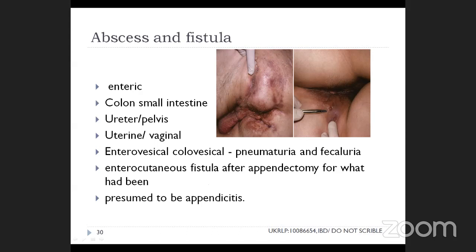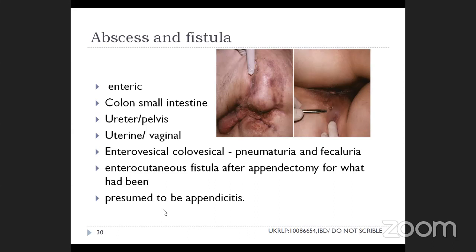fistula following an appendicectomy, it has to be assumed that there is a chance of inflammatory bowel disease, which happened in the appendicitis, that can produce an enterocutaneous fistula after an appendicectomy. So in any patient who has an enterocutaneous fistula after appendicectomy, we have to think about inflammatory bowel diseases.